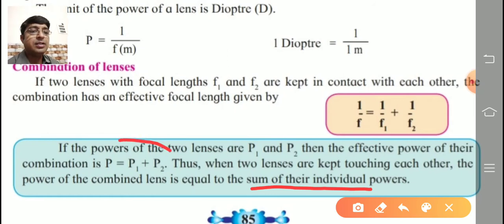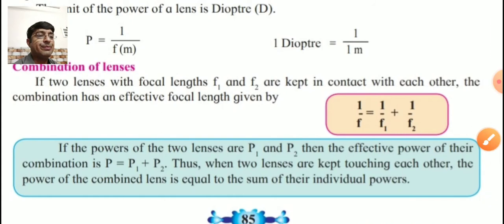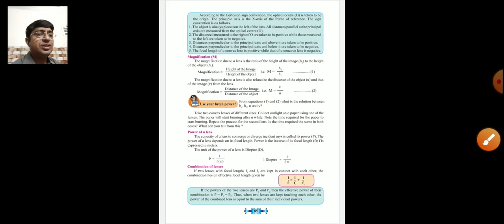That is clearly understood from this formula. P is equal to P1 plus P2. The power of the combined lens is equal to what? The sum of their individual powers. So P means the total power of the two lenses is equal to P1 plus P2. So these are some formulas related to the lenses.